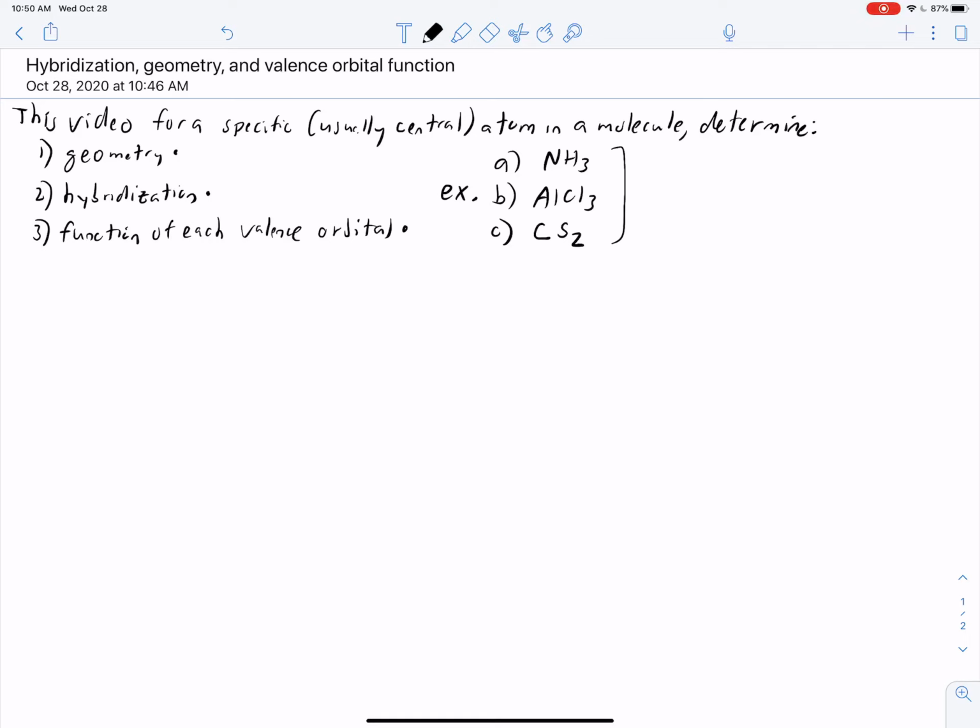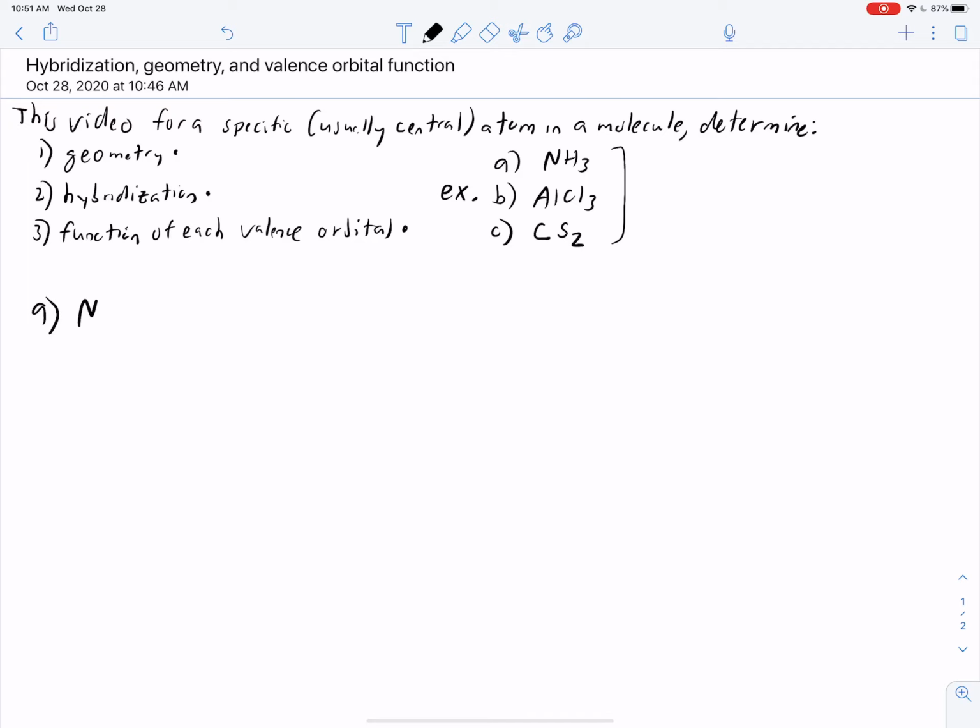With all of these, I will skip pretty quickly to the Lewis structure for each of these example molecules. These are good places to practice, so feel free to pause the video at A, B, and C and try to draw Lewis structures. I'll focus more on, once we have a Lewis structure, how do we determine the geometry of the central atom, how do we determine the hybridization of the central atom, and how do we assign function to each valence orbital of that central atom. So here we go. Let's start with A.